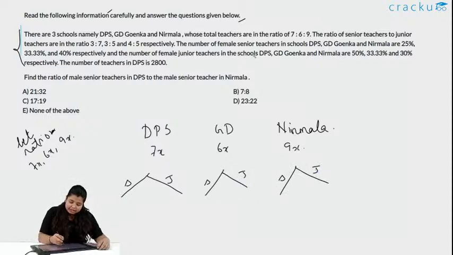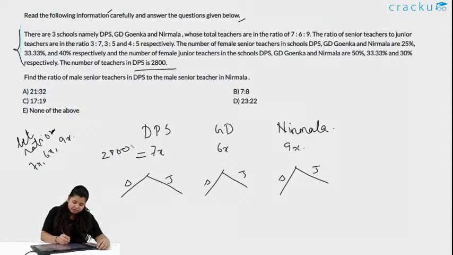So, the senior teachers in DPS, GD and Nirmala are 25%, 33.33% and 40% respectively, and the female junior teachers in the schools are 50%, 33.33% and 30% respectively. The number of teachers in DPS is 2800. So, we know 7x is equal to 2800.